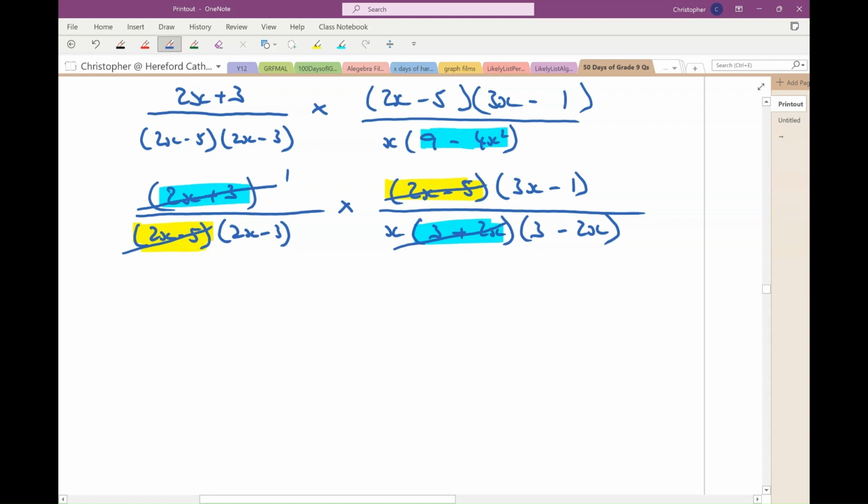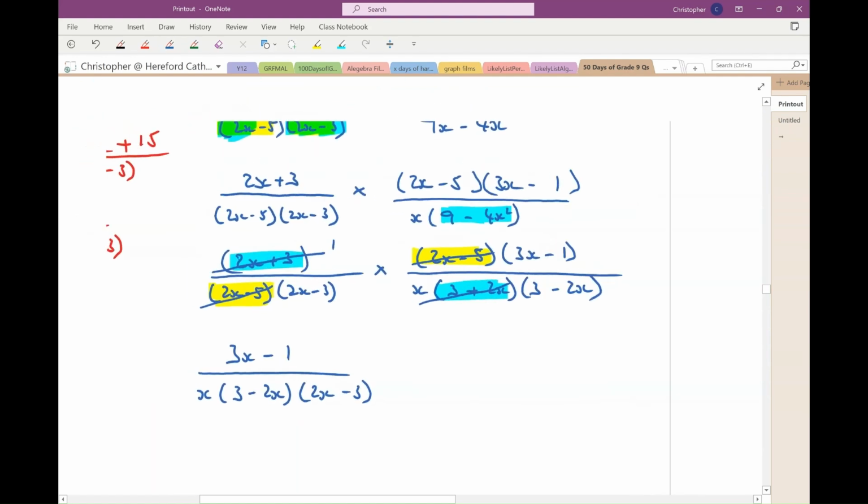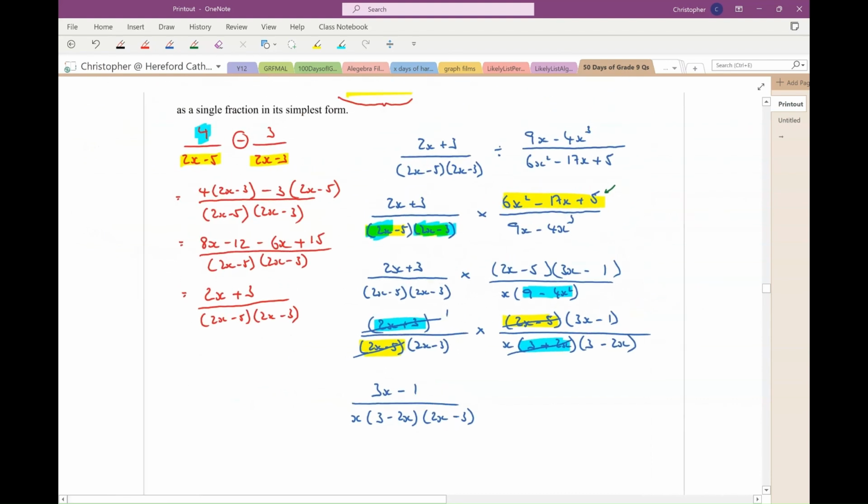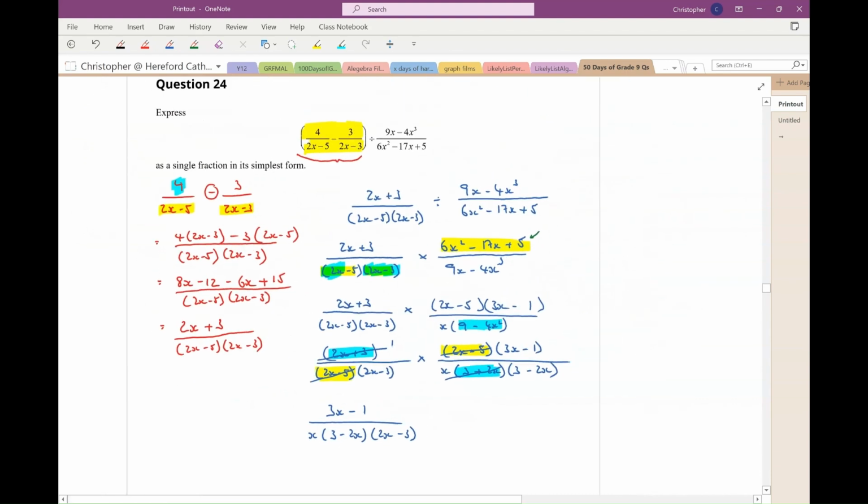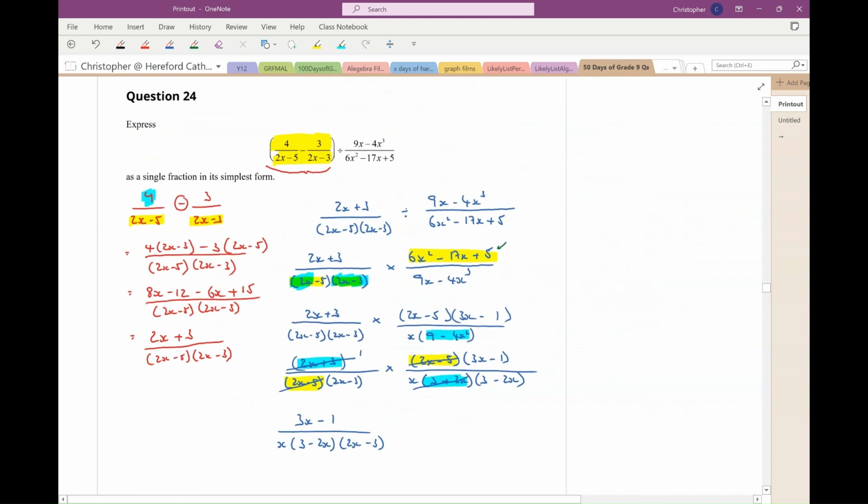So I'm left with the top times the top, which is going to be the 1 times 3x minus 1. So I'm left with 3x minus 1 over, now I'm doing the bottom multiplied by the bottom. So I've got x multiplied by 3 minus 2x multiplied by 2x minus 3. And there's my denominator. Now, of course, you could multiply out that denominator, but I'm not sure that really makes it simpler. So I'm going to leave my answer to question 24 as that. And that is question 24 done.